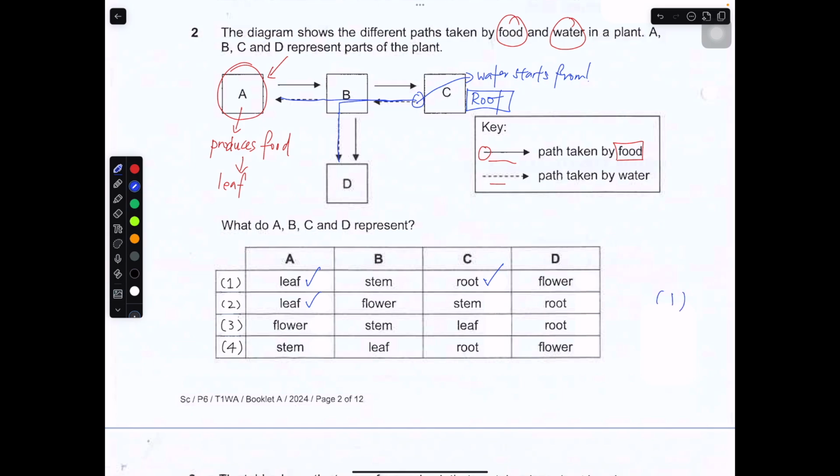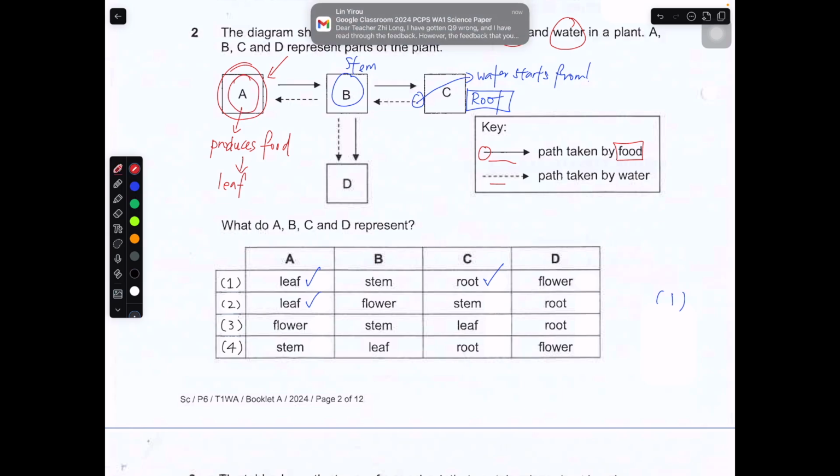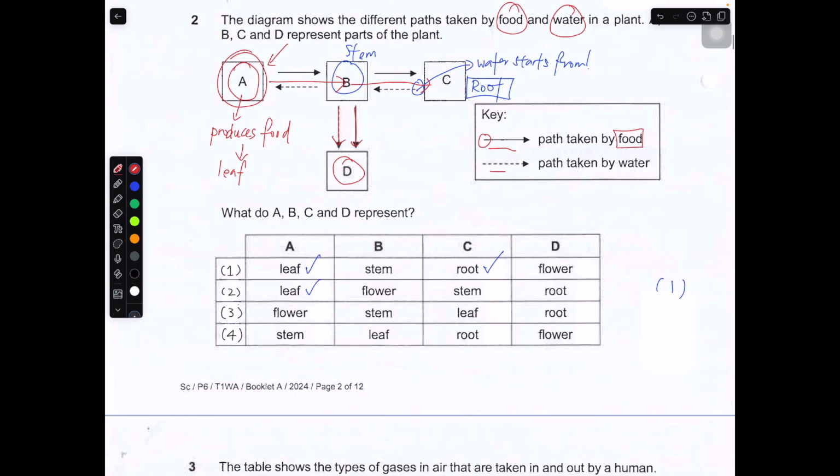But you want to further confirm. For B, this part is your stem. This part is the part that connects the leaf and the roots. So the food that is produced in A will transfer to the stem and followed by the roots, and then both the food and water will end up in D. D is usually your flower or your fruits, which does not produce food and water, so it has to take them in from somewhere. In this case, it takes them in from your stem.